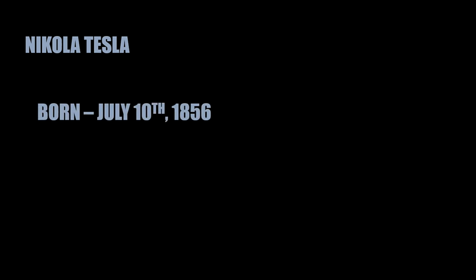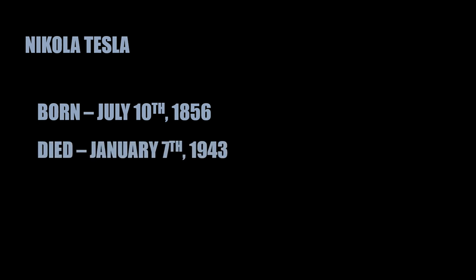Now, a small bonus. Nikola Tesla was born on July 10th, 1856 and he lived until January 7th, 1943.